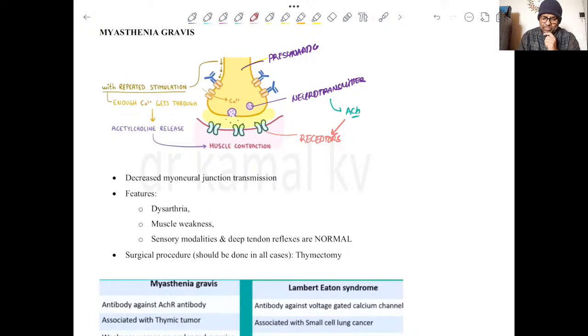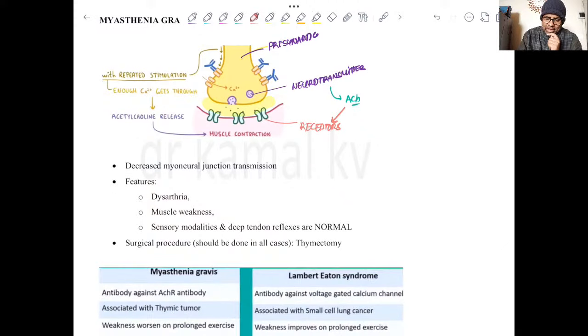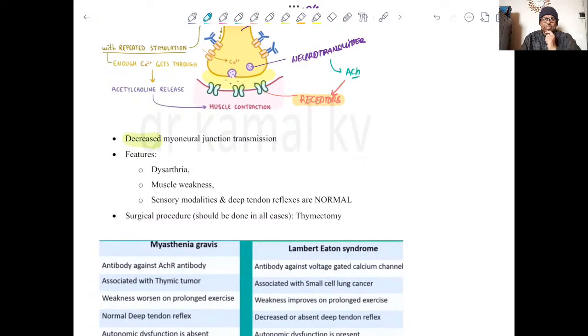move forward. Now what happens in myasthenia gravis? There are antibodies against these receptors. So these receptors are destroyed, and therefore the myoneural junction transmission does not happen properly. So decreased myoneural junction transmission. Then I think the clinical features are quite obvious. It can be generalized, or it can be ocular. So there can be dysarthria, muscle weakness, ptosis, of course, in ocular variety.